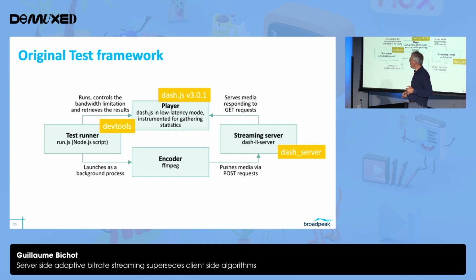You had a player on the top. The player gets segments from a streaming server, an open source one from the same team as FFmpeg, by the way. Then an encoder, FFmpeg, and the launch of the encoder and the control of the bandwidth variation was done by a script called Test Runner, provided by Twitch. These scripts were using dev tools in order to make variations in the bandwidth.